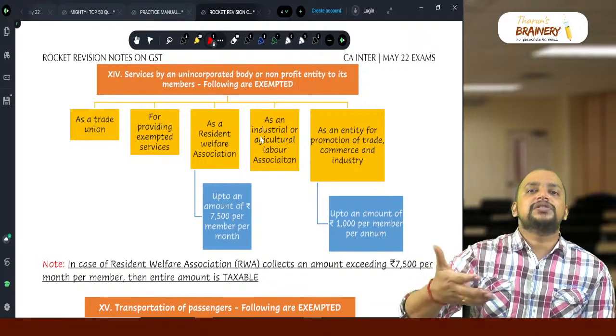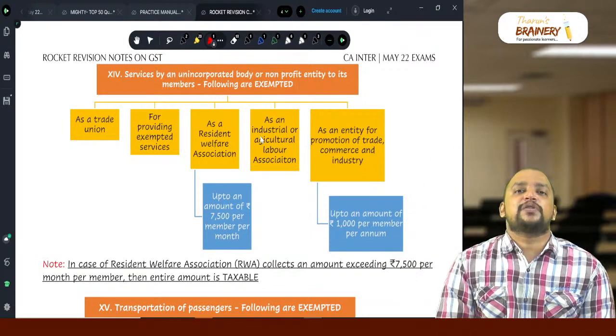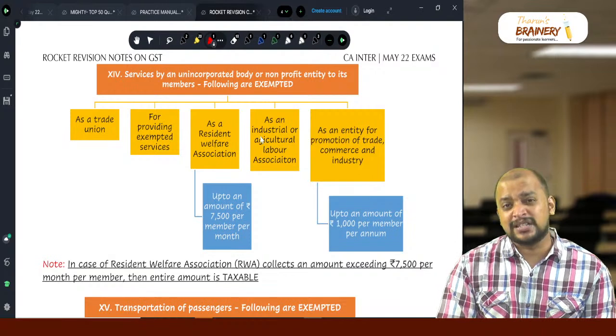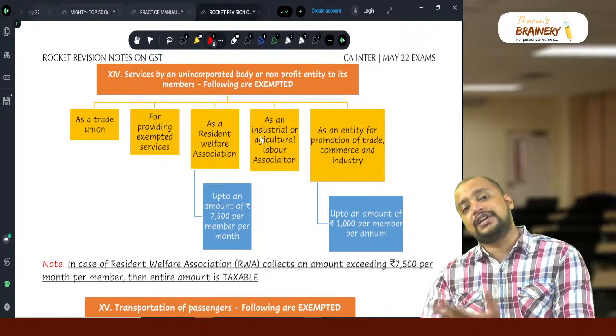So that will be fully exempted, whatever may be the membership fee, if it is a trade union. Suppose if that association is providing a service which is an exempted service, for example, healthcare service provided by an unincorporated association to its members, anyhow that service is exempted. Even if an unincorporated association provides it, it is exempted.